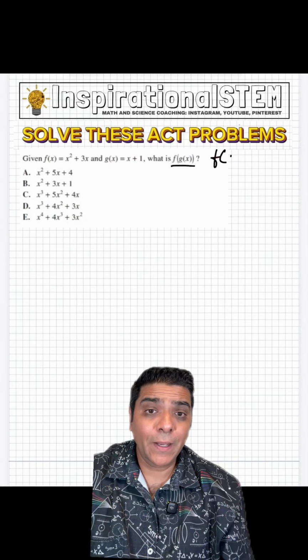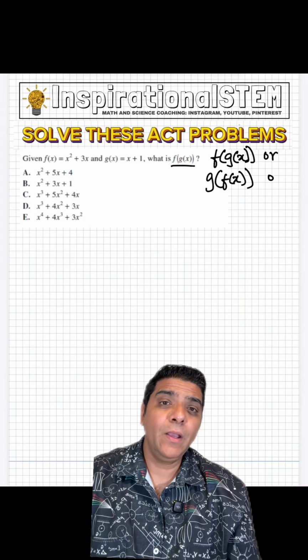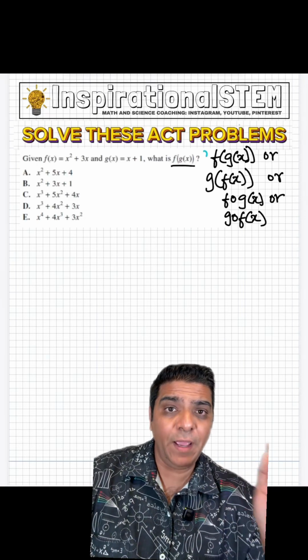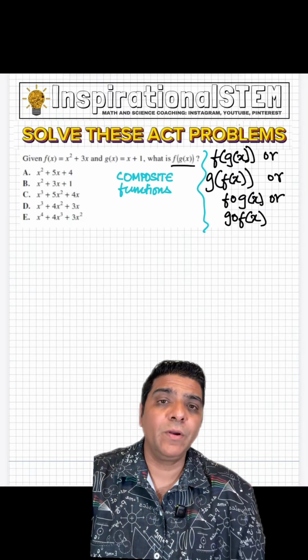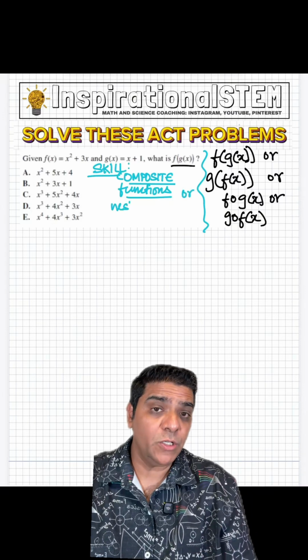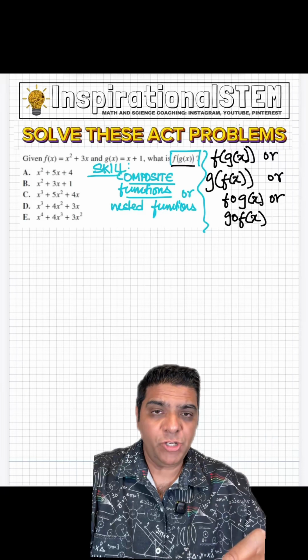Hi everyone, welcome. Let's go ahead and solve this ACT problem. The focus this time is on composite functions. Whenever you see something like f of g of x, or g of f of x, or you see this degree sign between f and g, those are composite functions. So those are nested functions, the functions within a function.